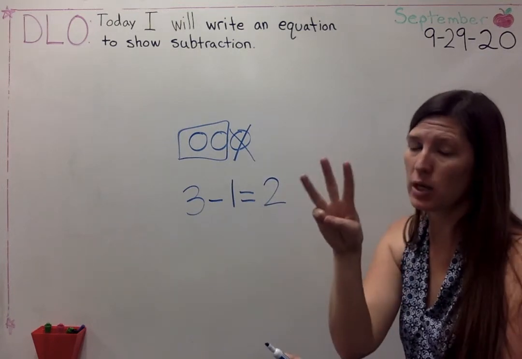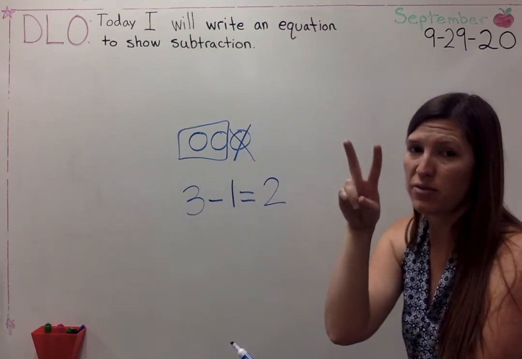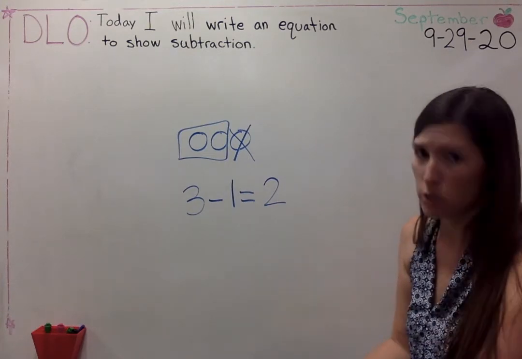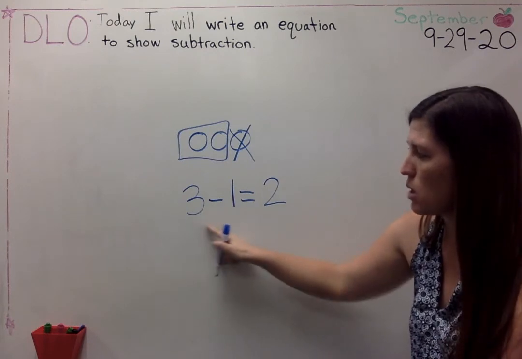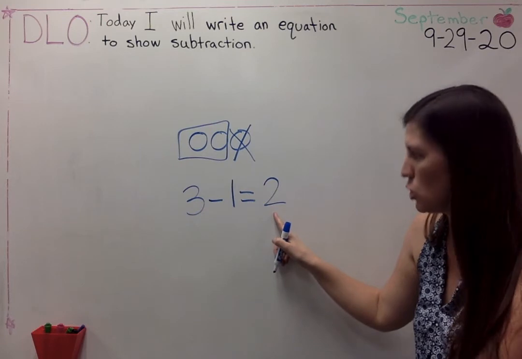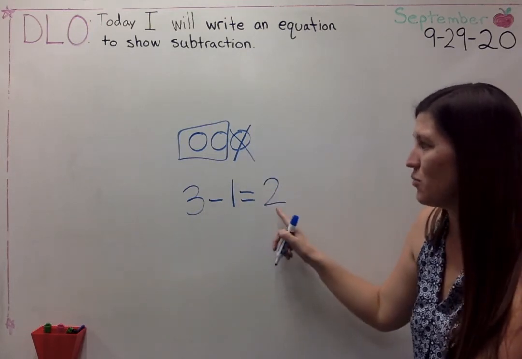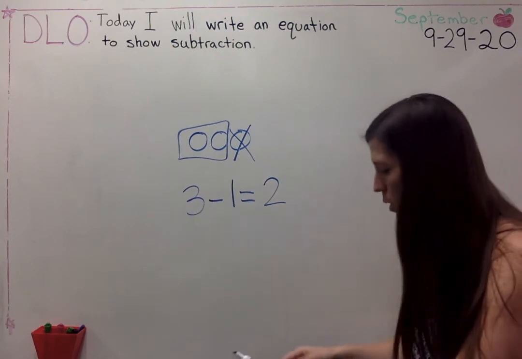I had 3 cookies. I took 1 away. How many are left? 2. Let's read our equation. 3 minus 1 equals 2. I had 3 cookies. I took 1 away. The difference is 2. 2 are left.